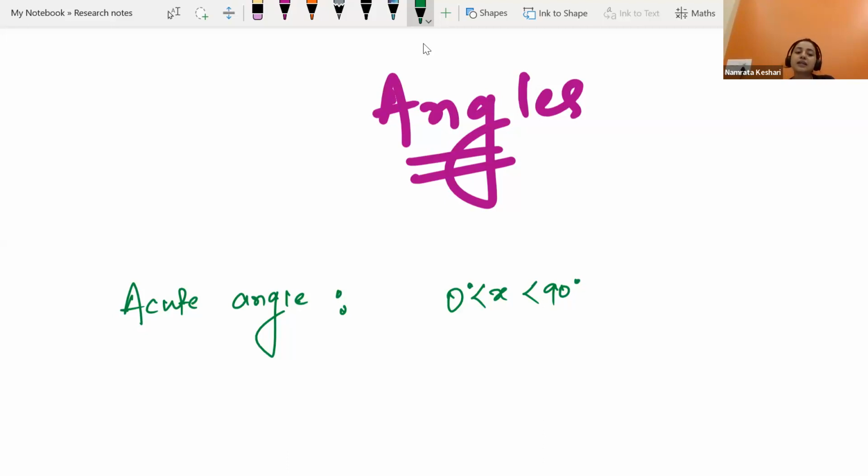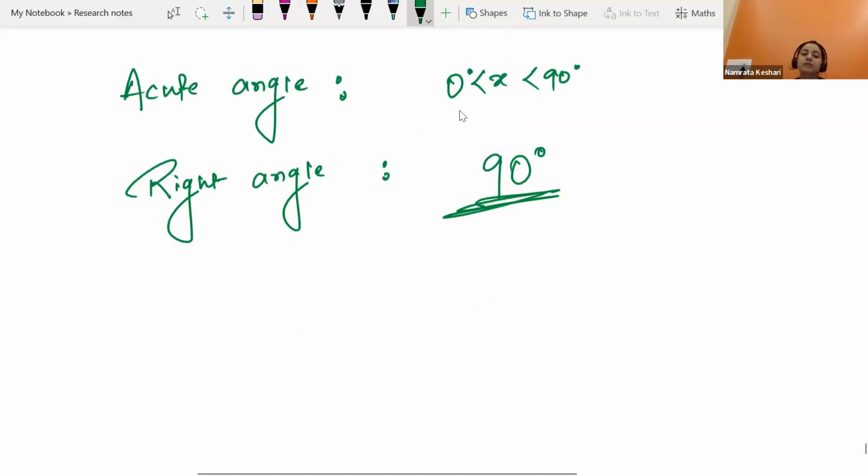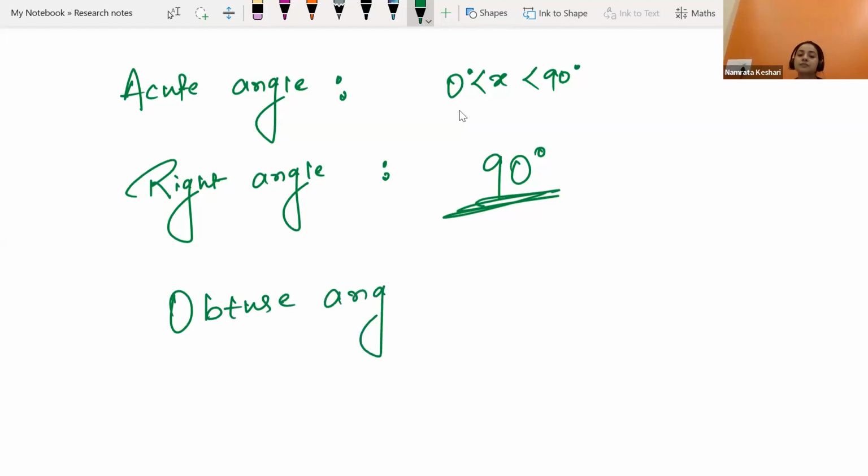Now, what is a right angle? Ma'am, it's 90 degrees. Just 90 degrees. Any angle which is exactly 90 degrees is called a right angle. Now, what is an obtuse angle? More than 90 degrees and less than 180. An angle which lies between 90 and 180 degrees is called an obtuse angle.